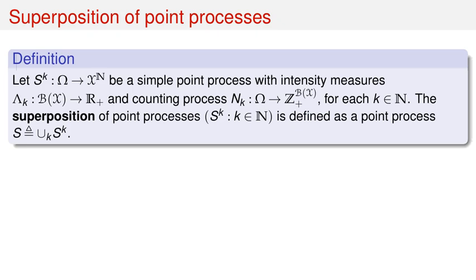Next, let's discuss the superposition of point processes. Suppose we have a sequence of simple point processes, S^k mapping from Omega to X raised to N, each with its own intensity measure λ_k and counting process N_k for each k in the natural numbers. The superposition of these point processes S^k for k in N is defined as a new point process S, which is simply the union of all S^k.